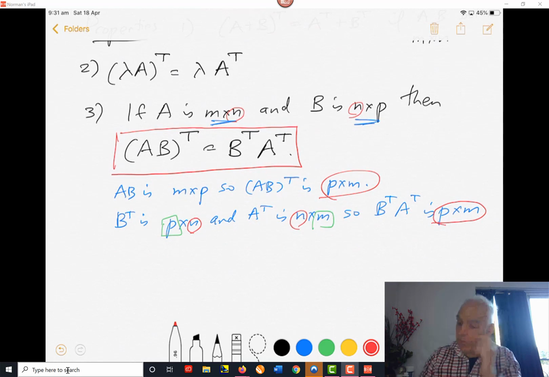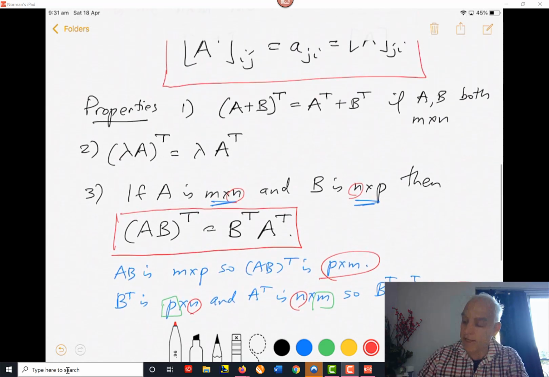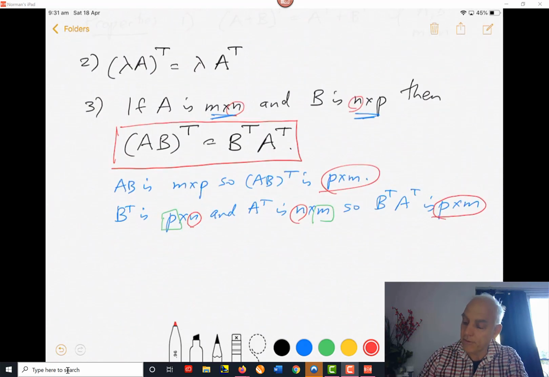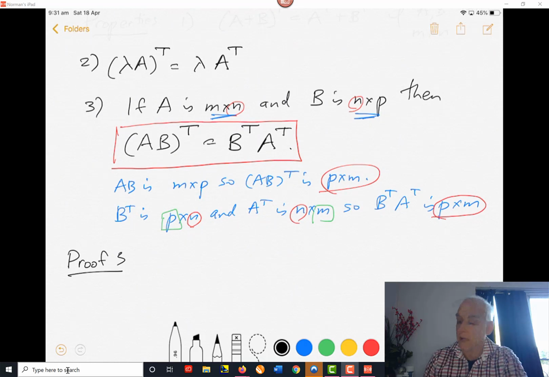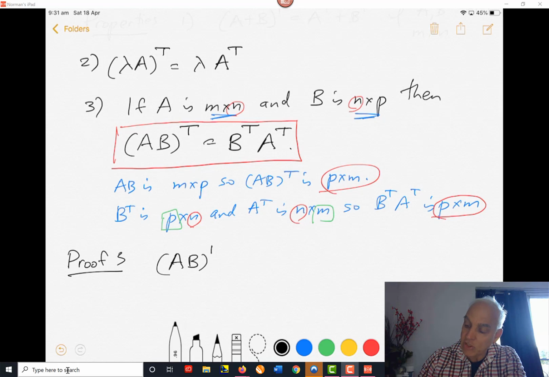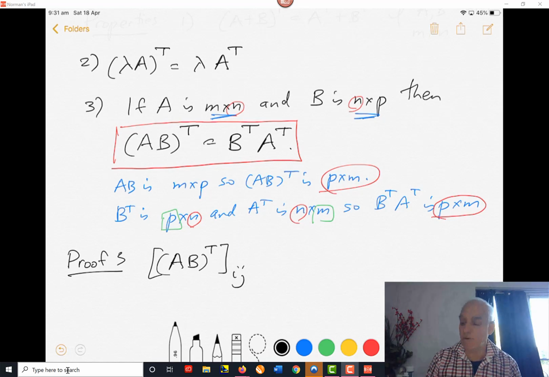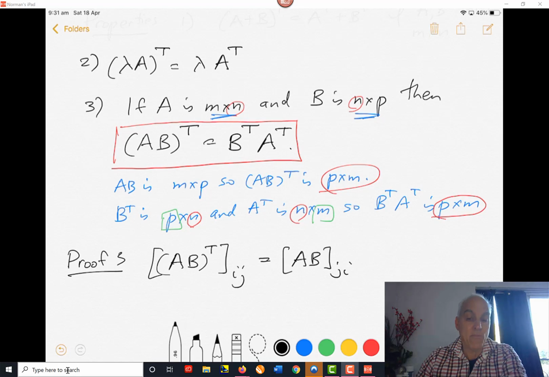Okay, so let's see if we can prove this. We're going to prove the third one. The first two are almost like exercises, but the third one is a little bit trickier. So let's prove this third property. Proof 3. Okay, so A is m by n and B is n by p. So let's have a look at the ijth entry of (AB) transpose. By definition, that's equal to the jith entry of the product AB. So that's the definition of the transpose.